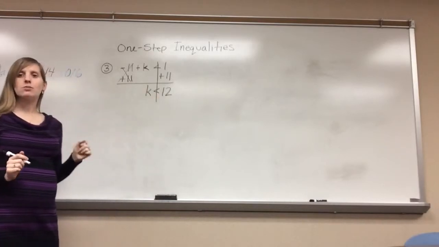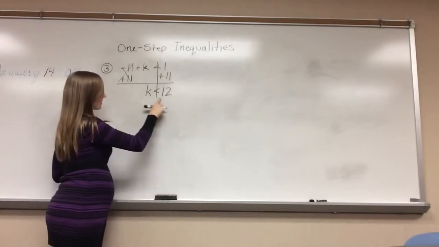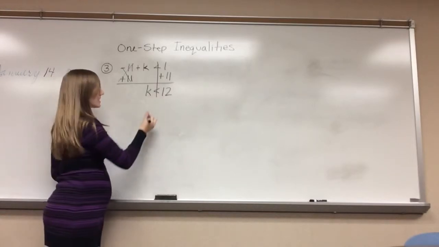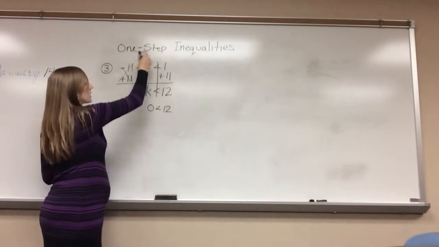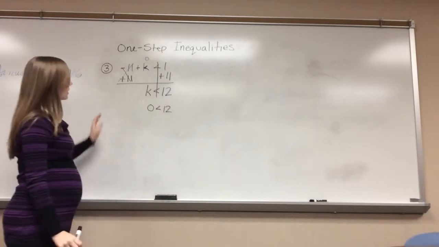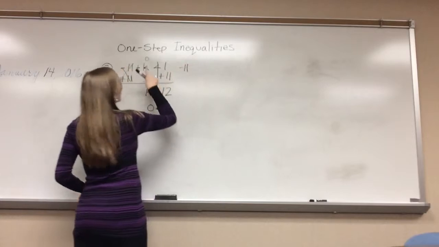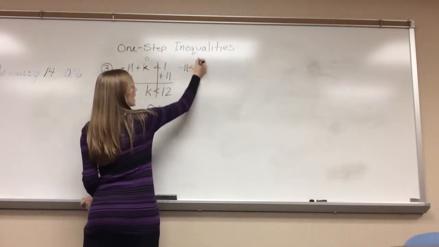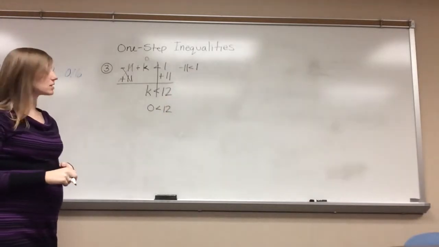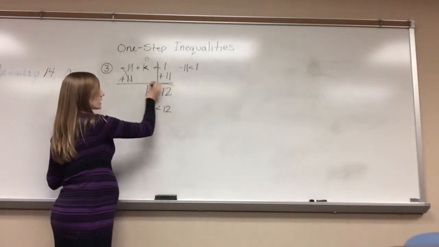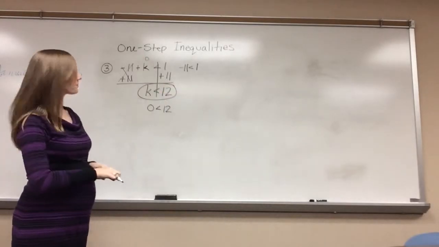As long as k is less than 12, the inequality should be true. So I'm going to pick a number less than 12, and again, my favorite number, if it's possible, is 0. So I'm going to use 0 is less than 12. And I'm going to plug that into my original inequality. So negative 11 plus 0 is just negative 11, and my less than symbol, and 1. Negative 11 is less than 1. That is a true statement. So my inequality is correct. That is my answer. k is less than 12.